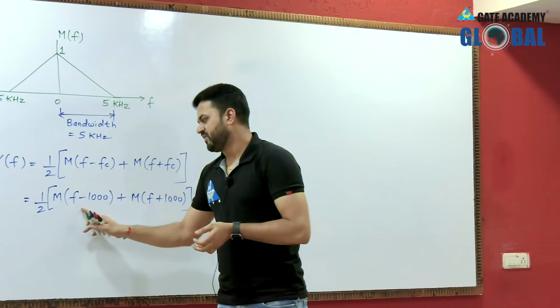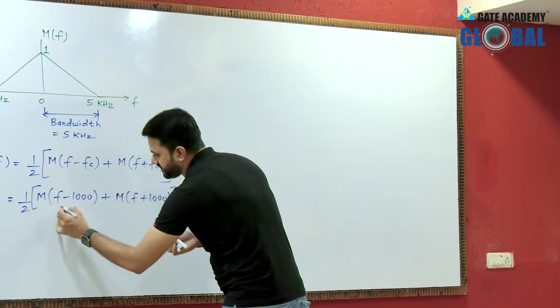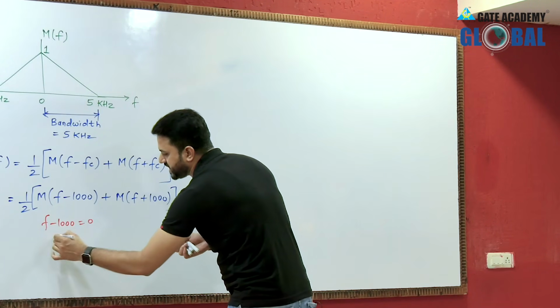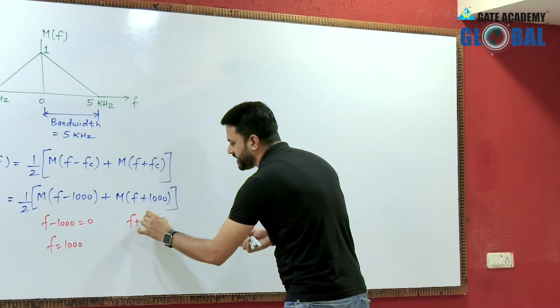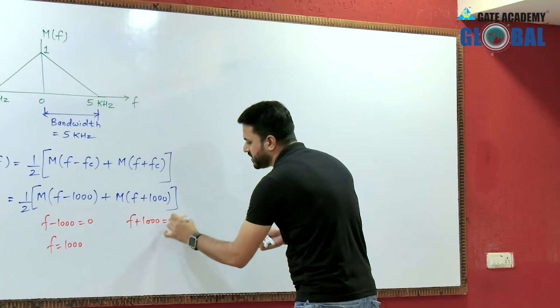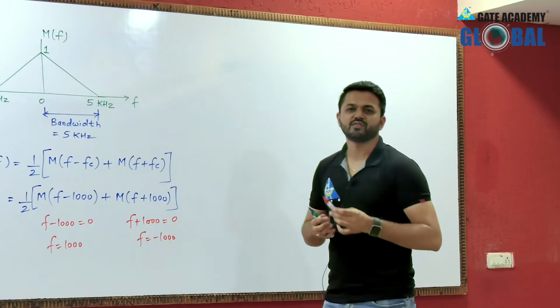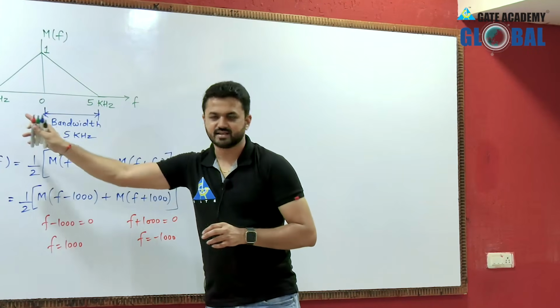Now M of f minus 1000 we can draw. M of f minus 1000 means that if we equate this argument to 0, then we get f equal to 1000, and if we equate this to 0, we get f equal to minus 1000. So what you have to do is add this 1000 to the whole axis.